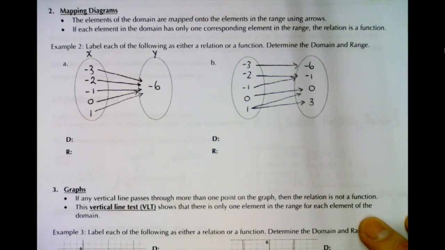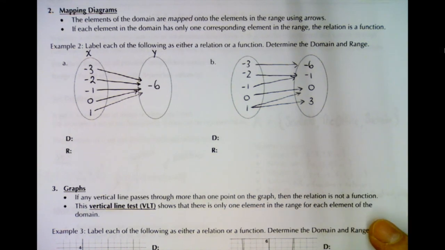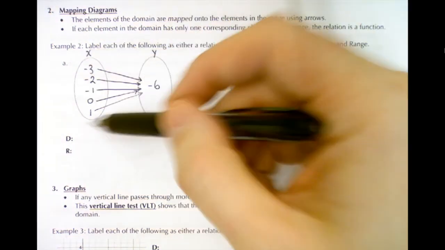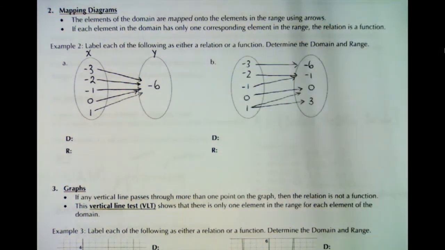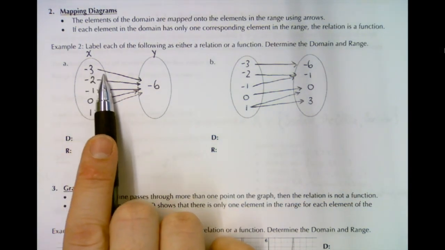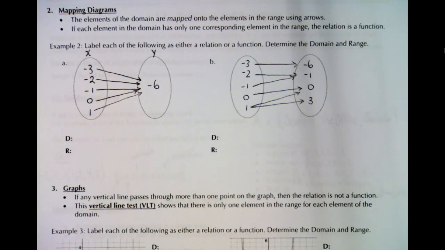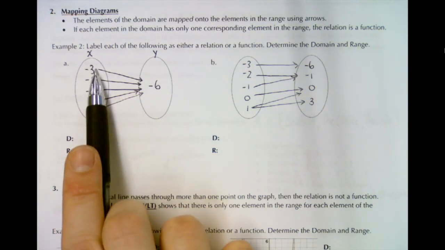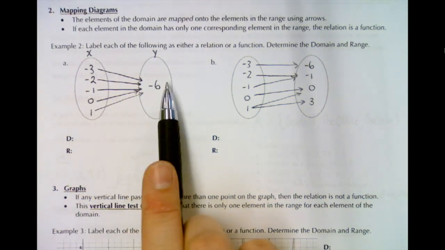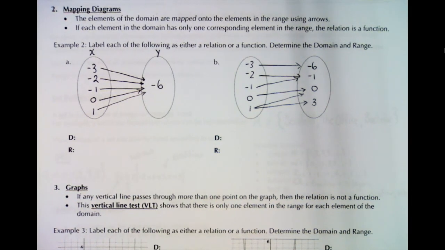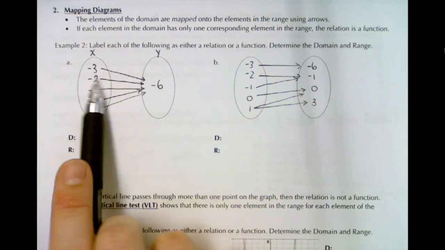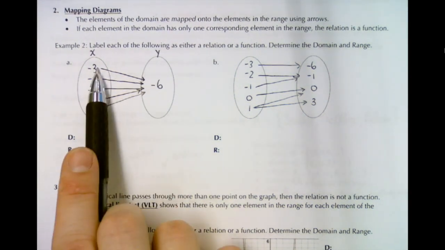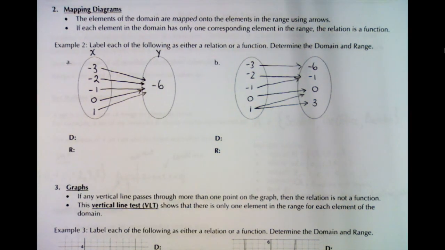Another way we can show a relationship is by creating a mapping diagram. In a mapping diagram, you put all the elements of x, or the domain, in one bubble, and all the elements of y in the other bubble. To show the relationship, you take the value of x and connect it with an arrow to the value of y. So in our first relationship, our x's are -3, -2, -1, 0, and 1, and our y is -6. All of these x's are mapped onto the same value of y. So no matter what our x is, we only get one y.